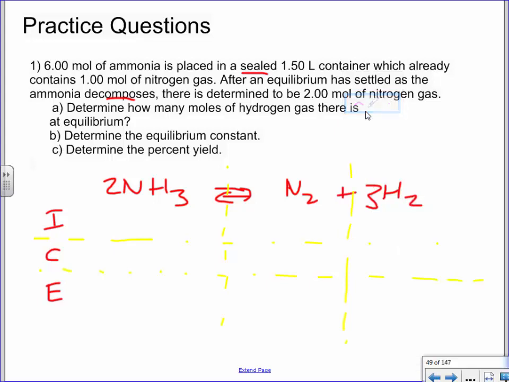Oh wait, one more thought I have for you. All of these are supposed to be concentrations. So when I give you 6 moles of ammonia, that's actually not good enough for us. We need a concentration, but I gave you liters, right? So we need to do 6 divided by 1.5. Oh, I never have a calculator nearby.